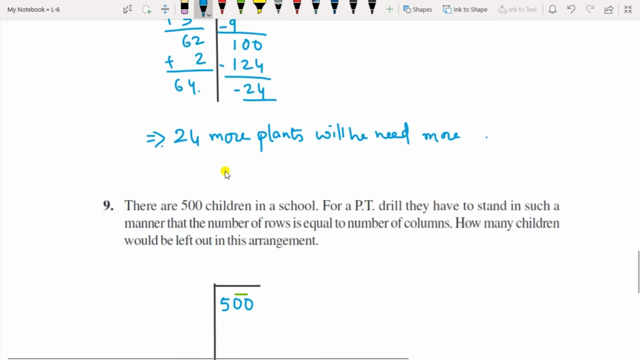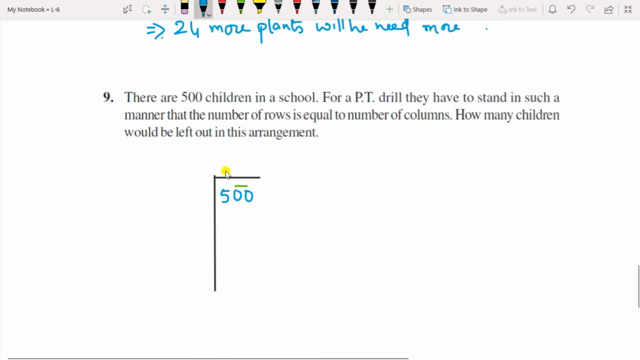Then the ninth question is about 500 children in a school for PT drill. They have to stand in such a manner that the number of rows is equal to the number of columns. How many children will be left out in the arrangement? So in a similar way, here we will do with 500. So 2 2s are 4, subtract, 1 0 0, add 2 here. So it becomes 4 here.